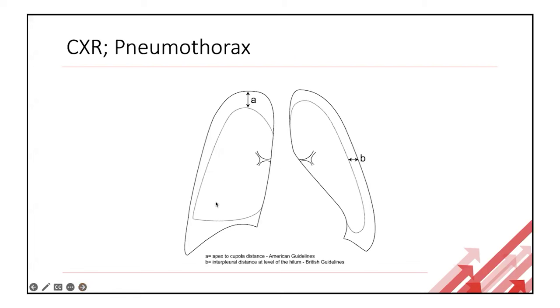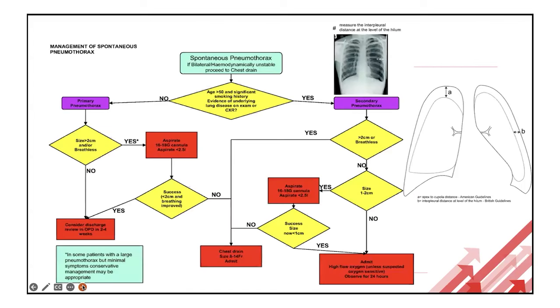If you're using the American guidelines, it is the apex to cupola, so the distance at the apex. The parameter they use is 3 centimeters. If it's more than three, it's considered large. If it's less than three, it's considered small. But also, in tandem with your patient's clinical picture, do they have an underlying lung pathology or not? Things like that. So some of this is still relevant in terms of the 2010 guidelines.